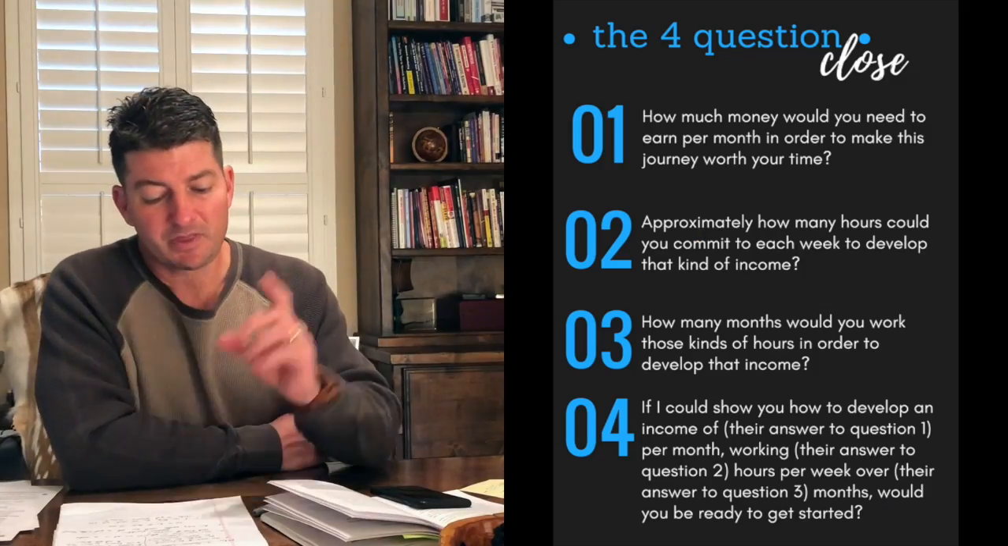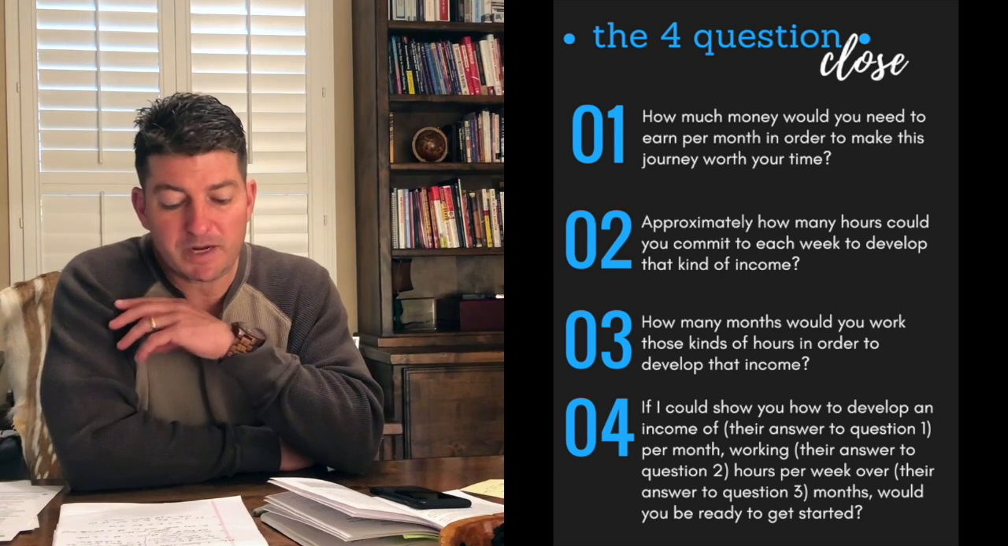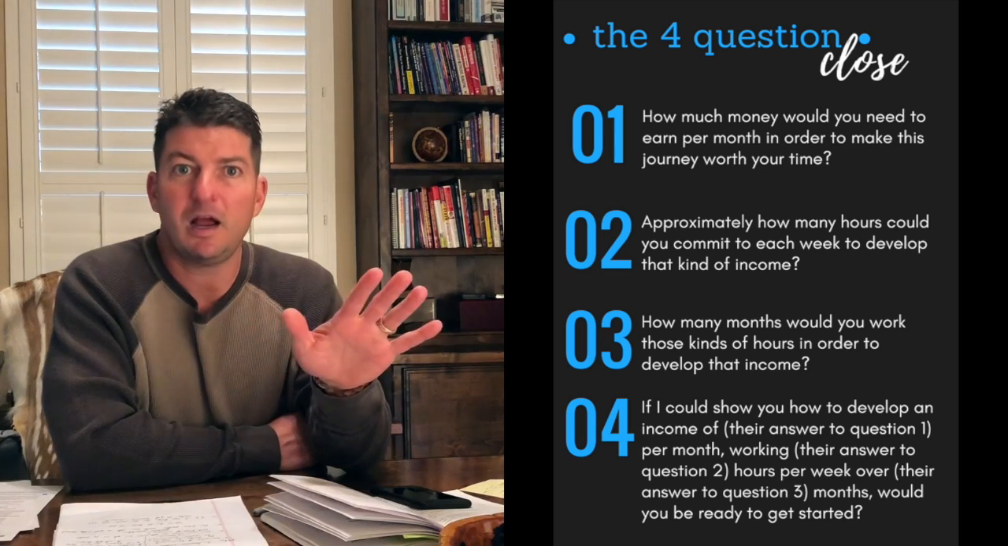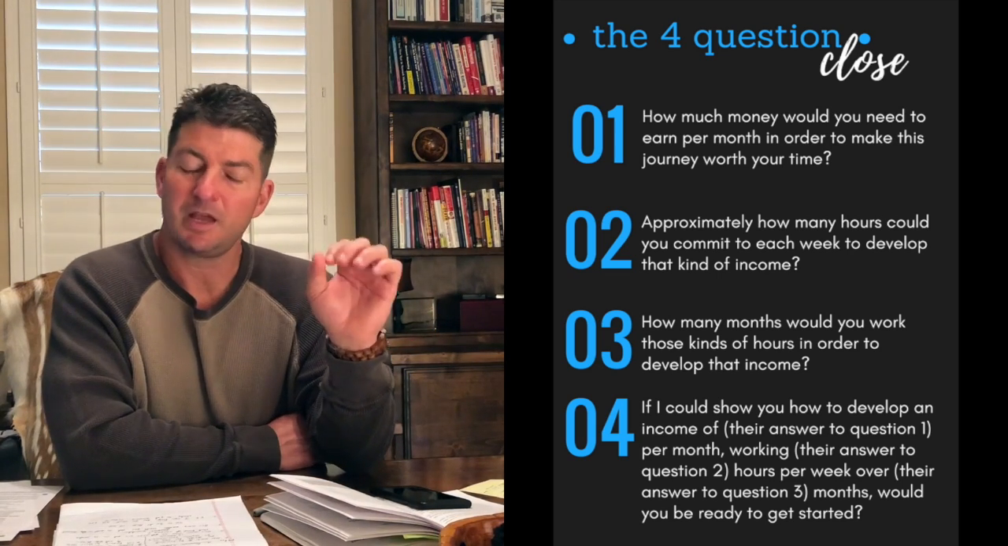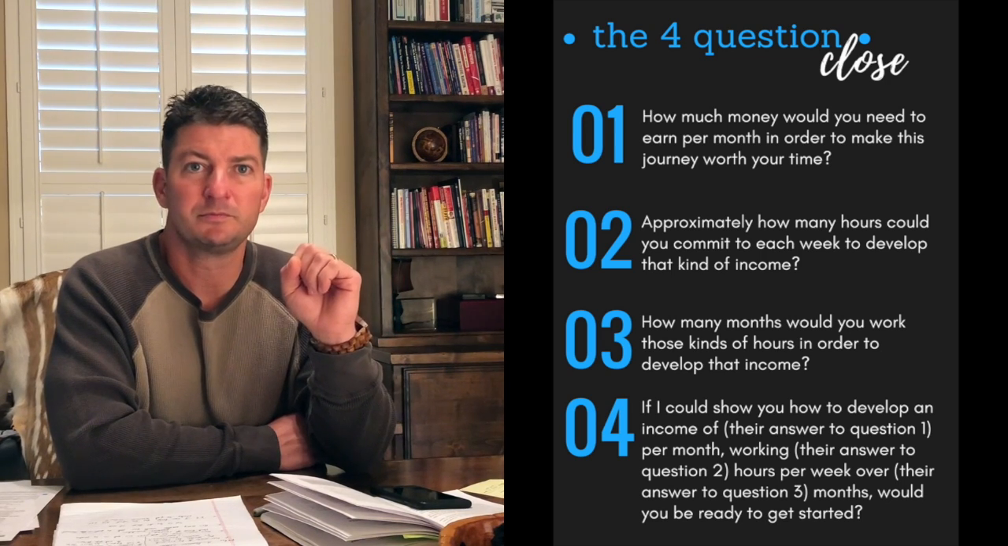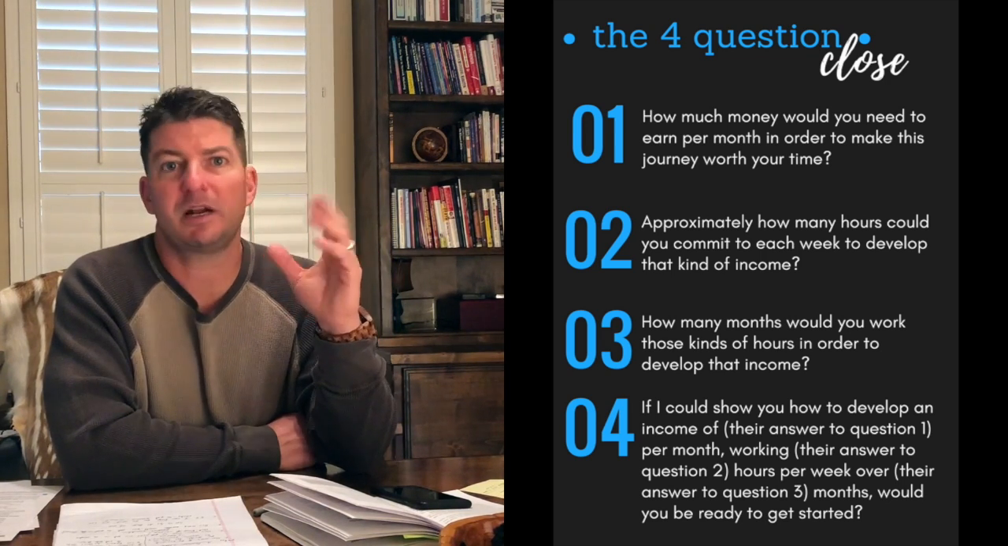But then the close is going to look exactly like this. This is on page 98 and 99 of GoPro. It's just a 4-question close, and here's what that looks like. How much money do you want to make per month for this to be worth your while? And let them answer. How much money do you want to make per month for this to be worth your while? And they're going to come up with some kind of an answer.